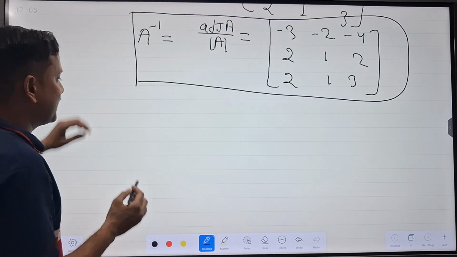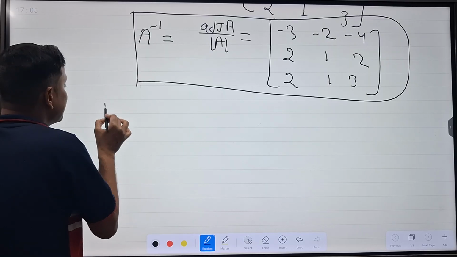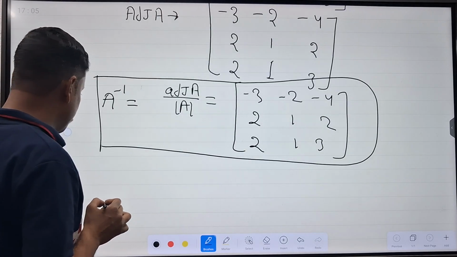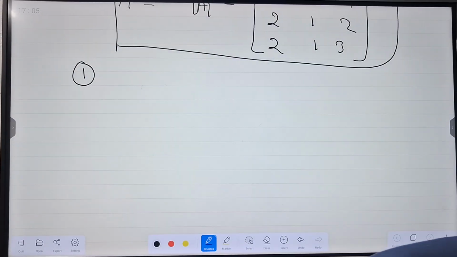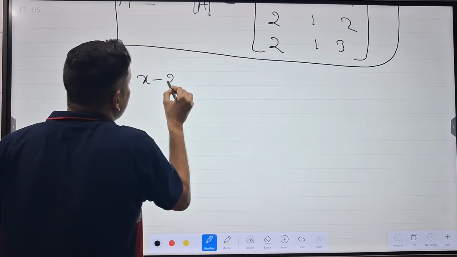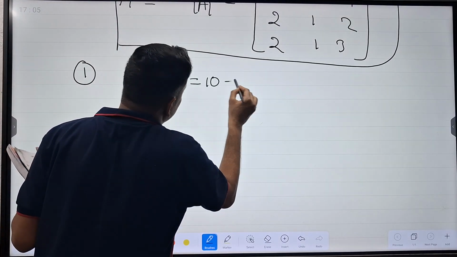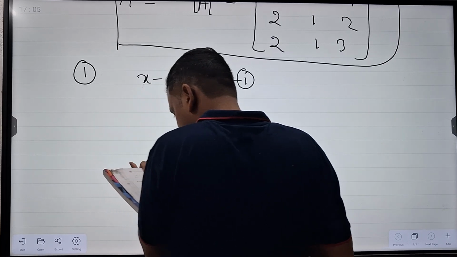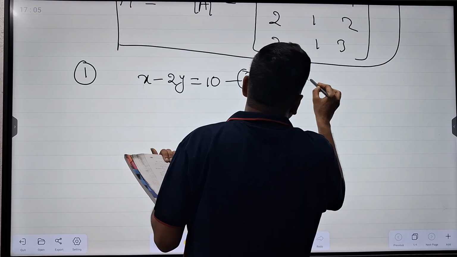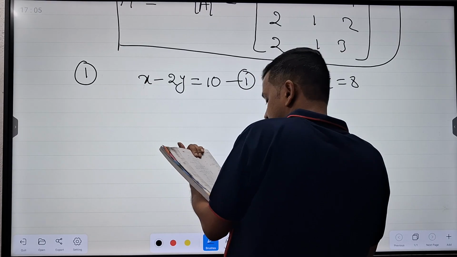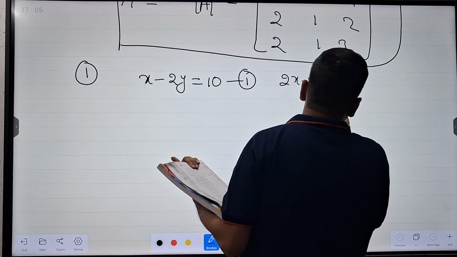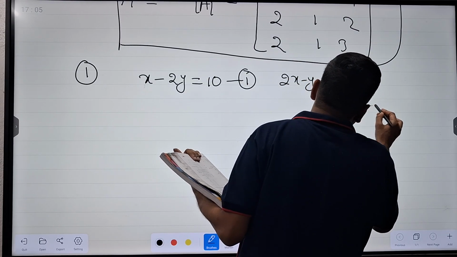And second, I have 3 linear equations. As you know, I'm going to write the linear equations first. The first equation is x minus 2y equals 10. The second equation is 2x minus y minus z equals 8. And the third equation is minus 2y plus z equals 8.